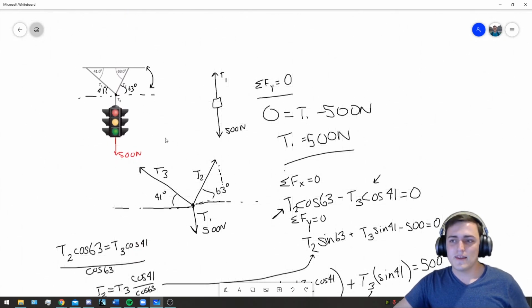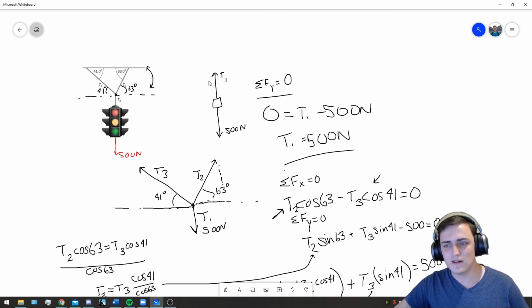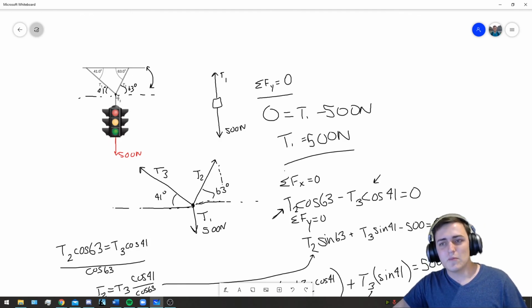And so we have found the tension in all 3 pieces of rope. And we did it by taking the free body diagram of the light with the tension and the gravity force acting on it. But most importantly, we took the free body diagram of the point where the ropes meet, that sort of joint. We can take the free body diagram around that point, and that relates all 3 tensions together. We take the net force in the x and y direction, and we can figure out what all 3 tensions are.